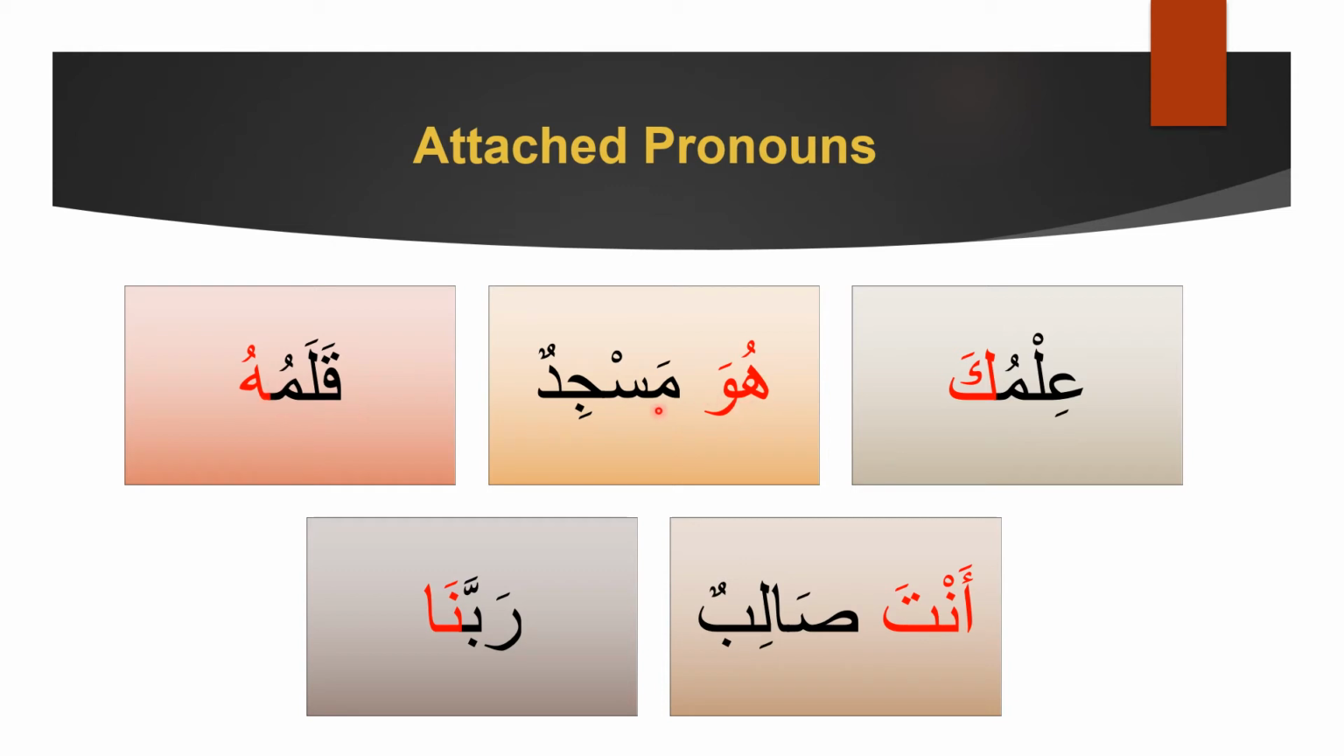Huwa cannot be attached to the word. How will it be attached? By changing it to its attached pronoun version. This is a version of huwa. You will learn all the versions of all pronouns, but for now focus on huwa. This is huwa and this is hu. They both mean the same thing, but this one is the original pronoun and this is the attached version of it.